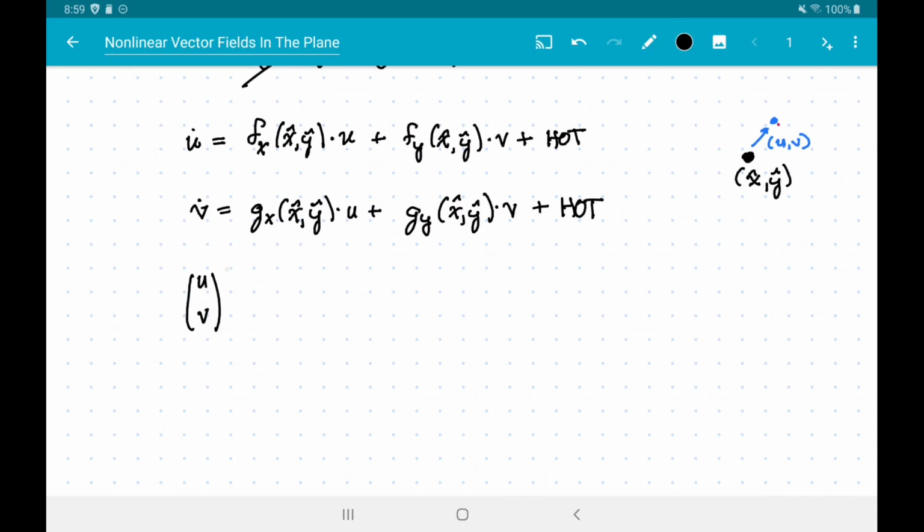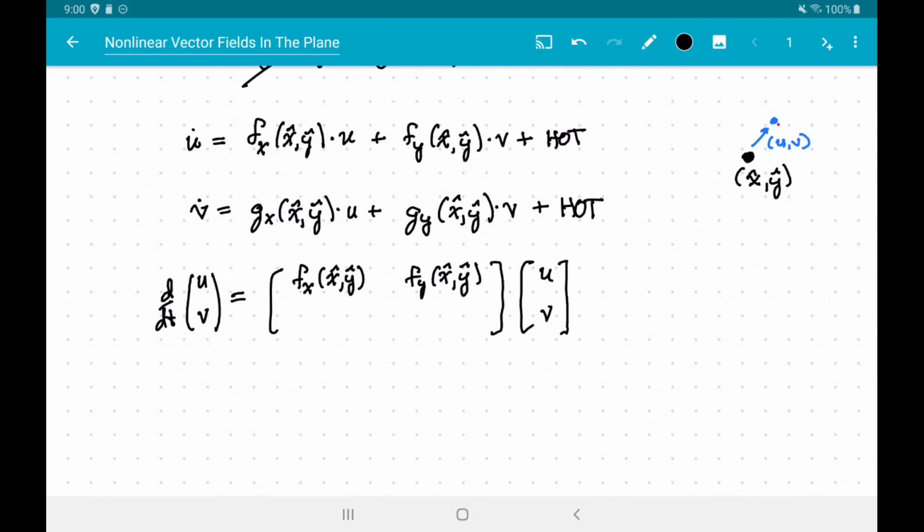You can stack these, let me go ahead and write this as d/dt. You can stack these equations into a column vector. And if you look carefully at this, that can be written as a row of a matrix times a column of u and v. So f sub x of x hat, y hat, and f sub y of x hat, y hat. So that row times a column of u and v. The second equation can also be written as a row of a matrix times u and v, and that's g sub x of x hat, y hat, and g sub y of x hat, y hat.